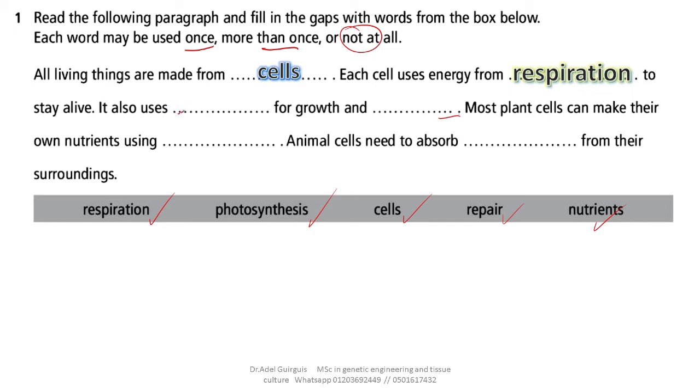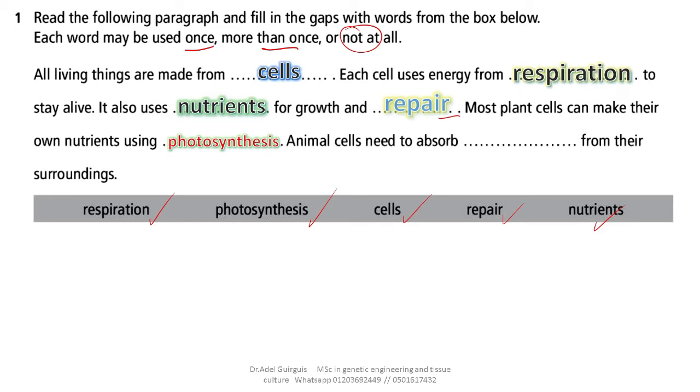The cell also uses what? Nutrients, like glucose, proteins and fat, for growth and repair of tissues. Most plant cells can make their own nutrients using a process called photosynthesis. Photosynthesis uses light energy and converts it into chemical energy in the form of glucose and amino acids.